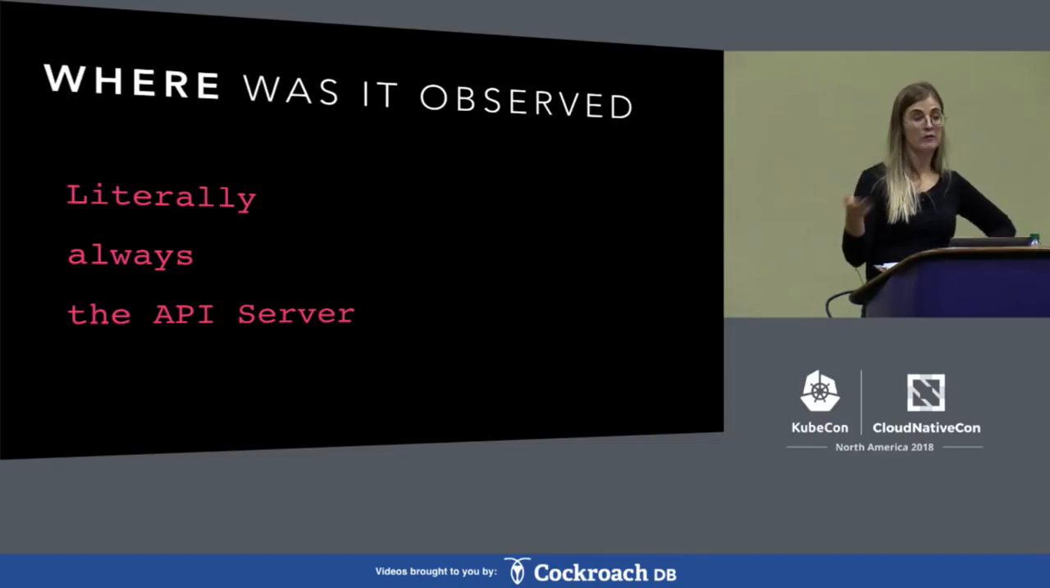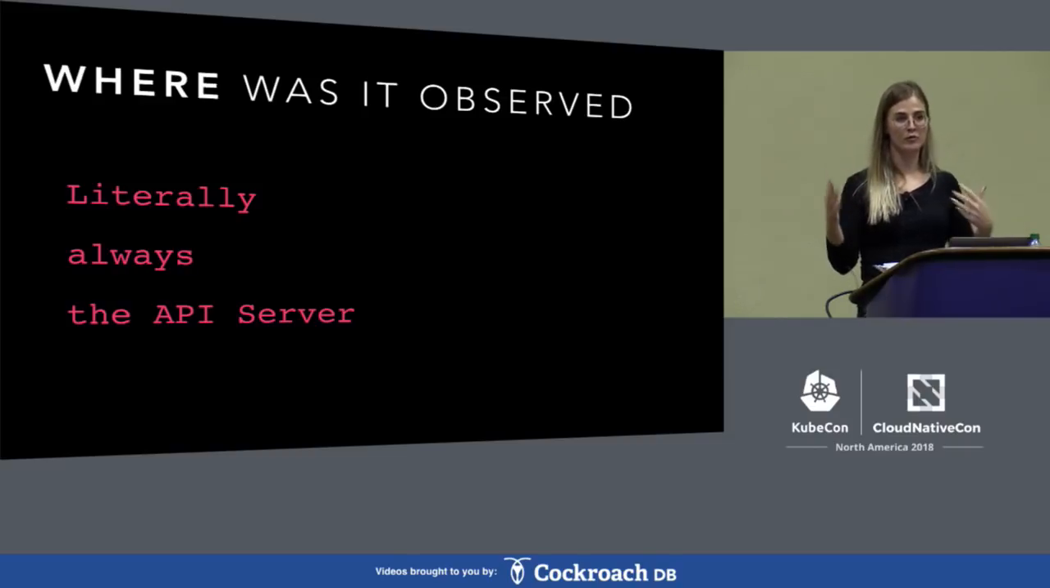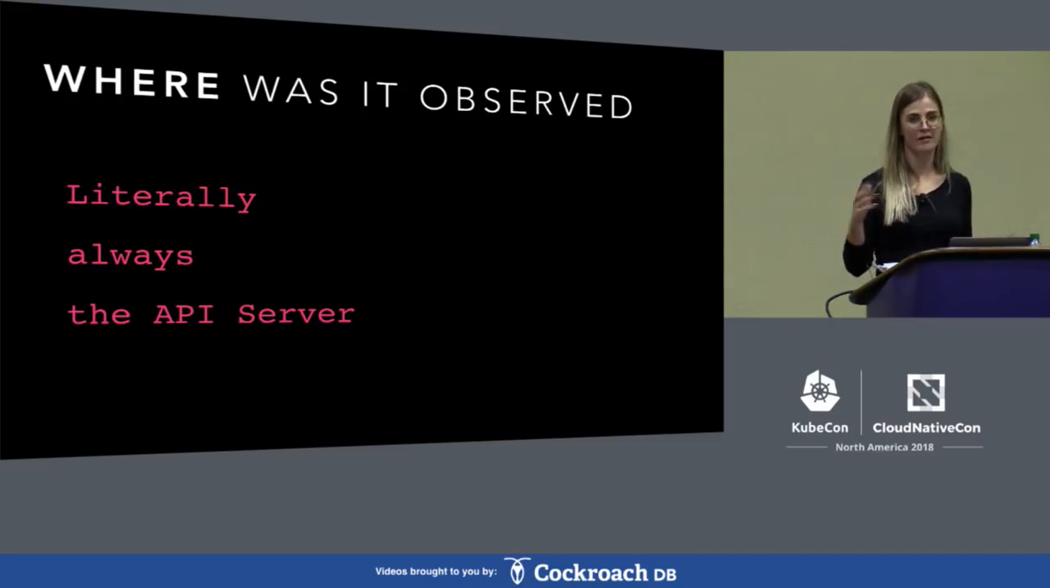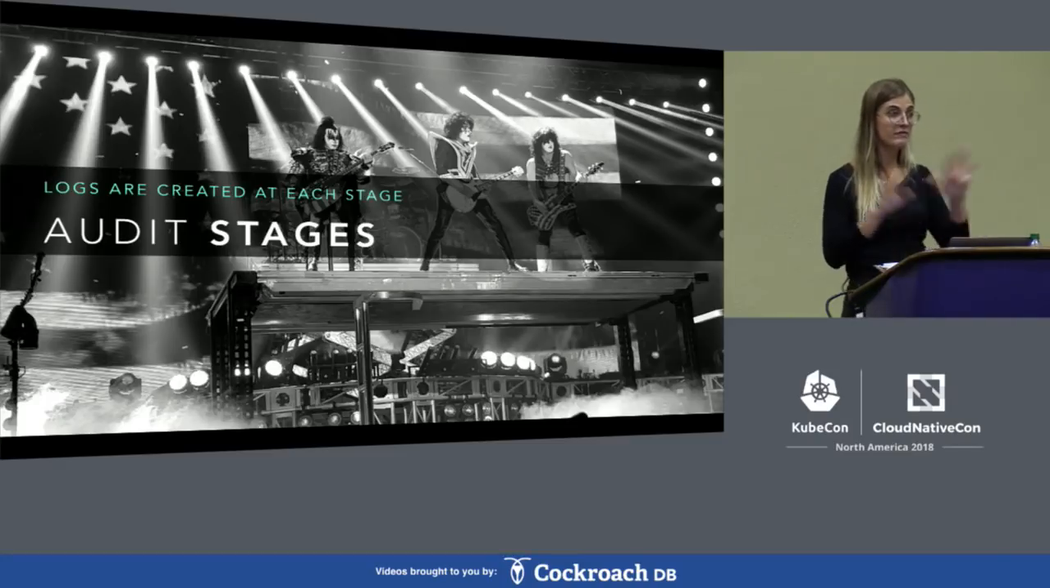Every single audit log occurs on the API server. If you don't interact with the API server, you're not going to get an audit log. So if you are a malicious user, SSH into a node and create some binary that's mining Bitcoin or whatever other threat model we're using these days, it's not going to get recorded in an audit log because no one has interacted with the API server. Okay, so that's briefly what an audit log is.